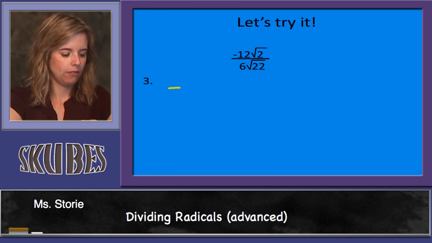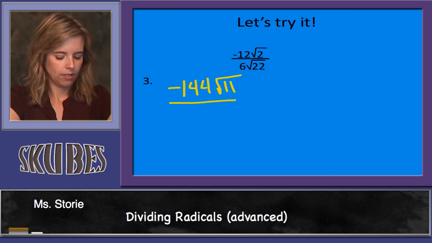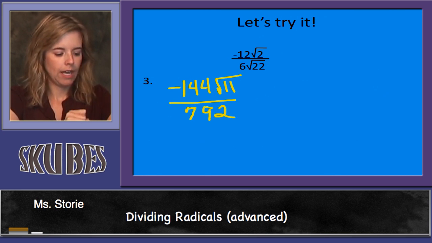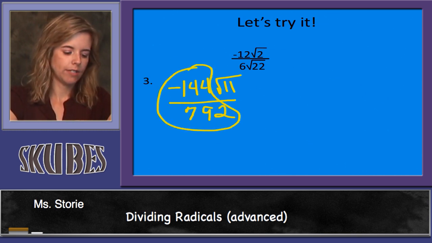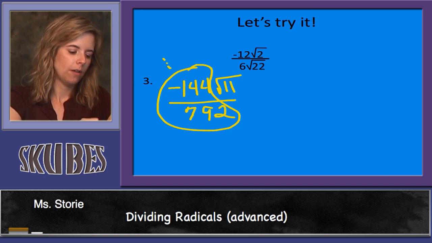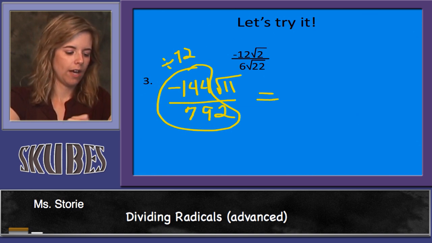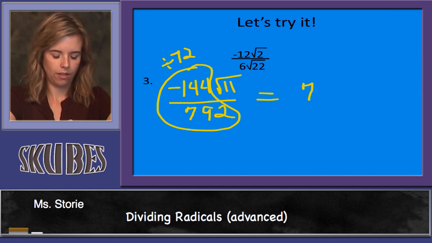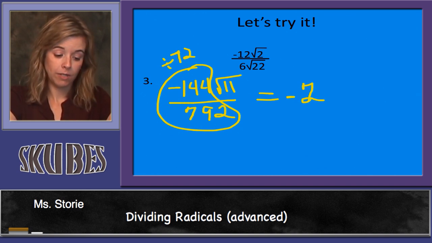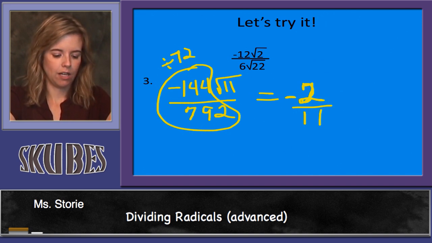Okay, so let's take our negative 144 radical 11 over 792, and let's go ahead and reduce it because our whole numbers can be reduced. And if we do that, it turns out that we can divide both of them by 72. It goes in evenly. So if we divide 72 into 144, we're going to end up with 2. And it's going to be a negative because it's a positive divided by a negative. And then 72 into 792 goes in 11 times.